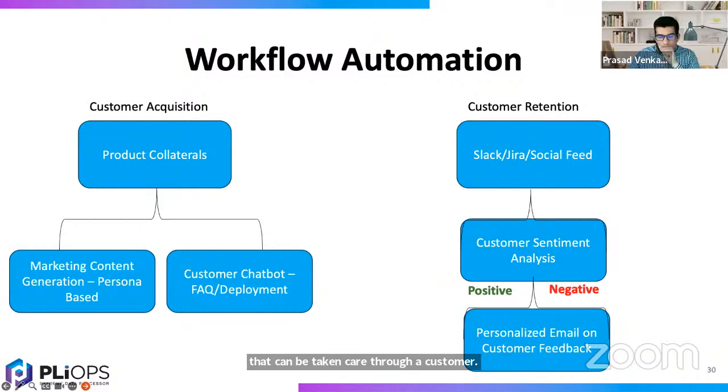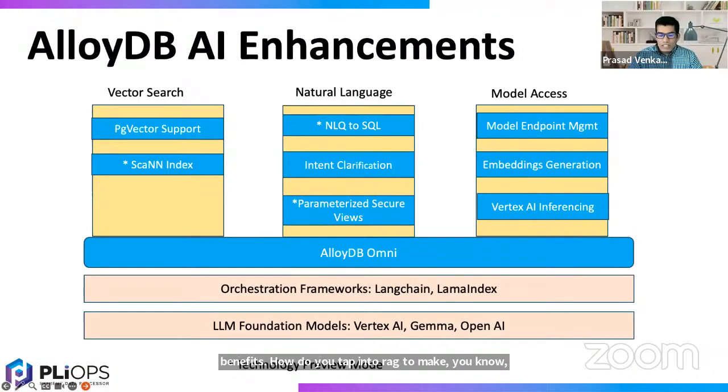Then customer retention. If there is any feedback that is received from Slack, Jira, social feeds, carry out a sentiment analysis, classify them as positive and negative, and based on the response you get, positive or negative, provide a very personalized email in response to the customer feedback, thanking them for a positive, and if it's a negative, say that, okay, we identified this, we are working on this. So these are the significant benefits of how you tap into RAG, so that you are retaining the customer and the negative sentiments do not affect very significantly.